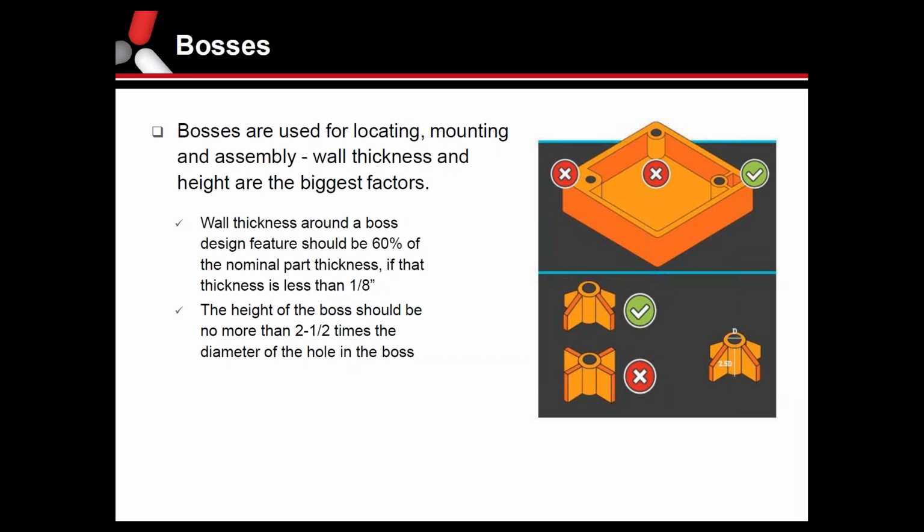A lot of times trying to get rid of sink requires packing out of the tool, which can lead to other issues like sticking of your part and deformation of your part as it ejects. There's all sorts of reasons, but you do want to follow basically that 60% of the nominal part thickness as a general rule of thumb when designing parts. And just to add, the height of the boss should never be more than 2.5 times the diameter of the hole within that boss.